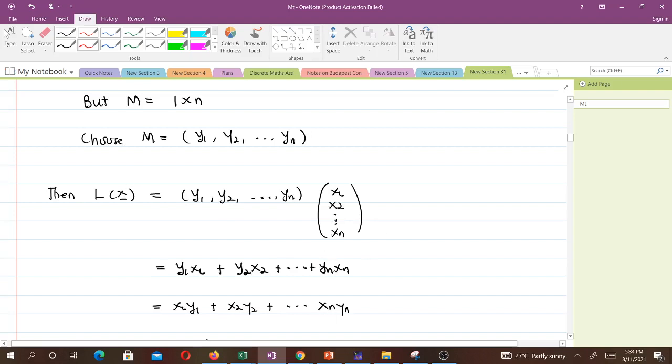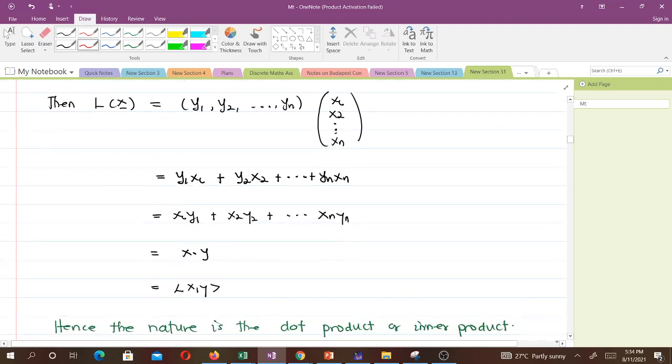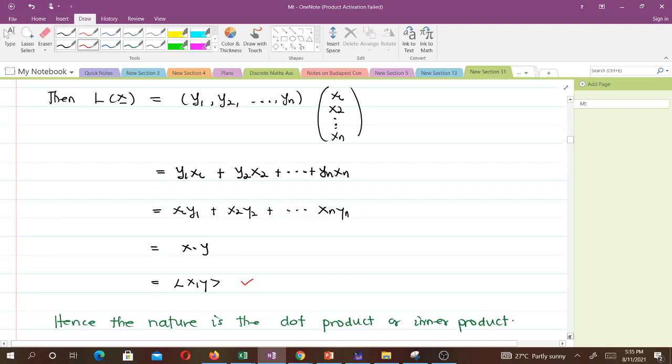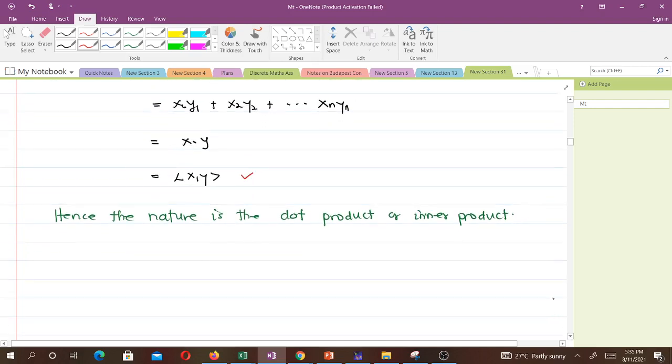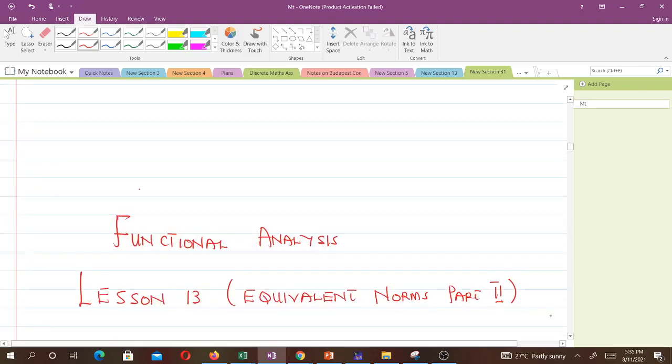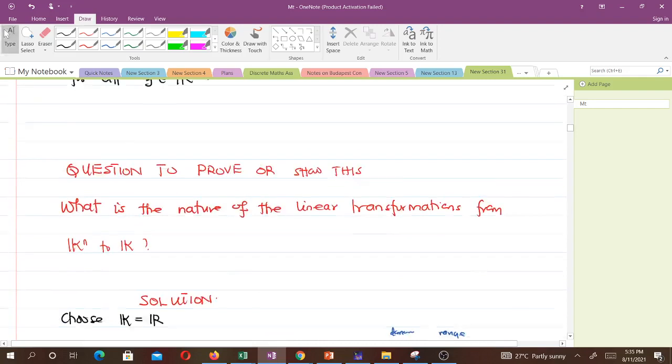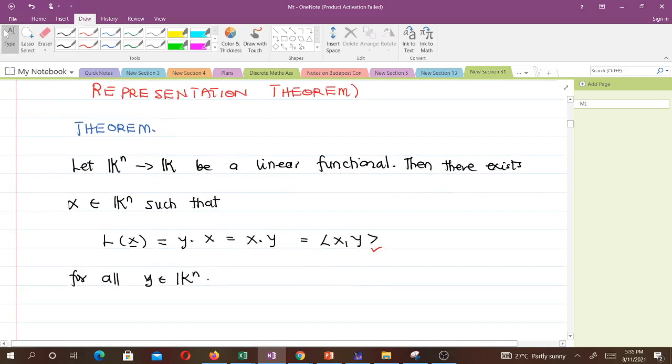So you could see that when you multiply this, we are going to get y1 x1 plus y2 x2, and this is the same as x1 y1 plus x2 y2 up to xn yn. And you could see that this is the same as the dot product of x and y, right, which is given by this. So it means that the nature of the transformation is going to be the dot product or the inner product. Okay, so we stated a special case of the Riesz representation theorem, right? This was the theorem, and we have shown the reason why it is so.